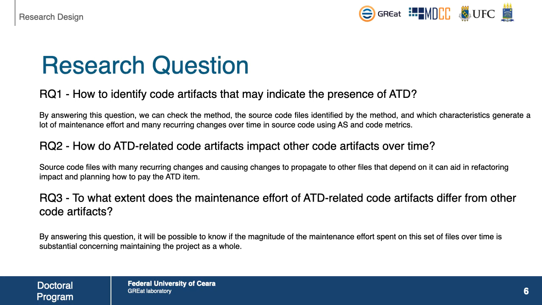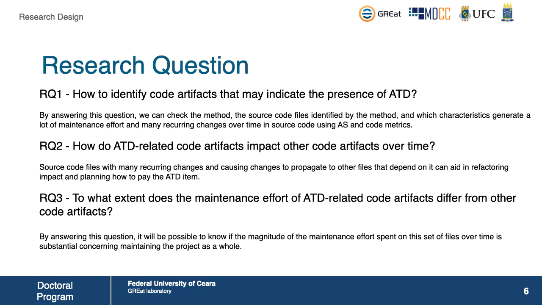The research questions. For this, we defined three research questions to guide our study. First one, how to identify code artifacts that may indicate the presence of ATD? By answering this question, we can check the methods, the source code files identified by methods, and which characteristics generate a lot of maintenance effort and many recurrent changes over time in source code using architecture smells and code metrics.